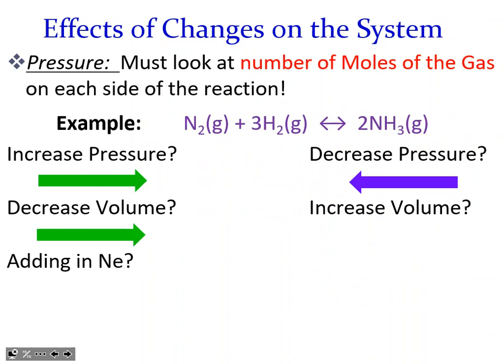Increase in volume means what in terms of pressure? Decrease in pressure, so it's going to go to the side with also more moles of gas. And once again, adding in the neon should be a no change. It's not going to affect the equilibrium position. All it's going to do is add more pressure to the system, because the neon is not going to react with any of our components up here. It's just going to float around and bump into it.